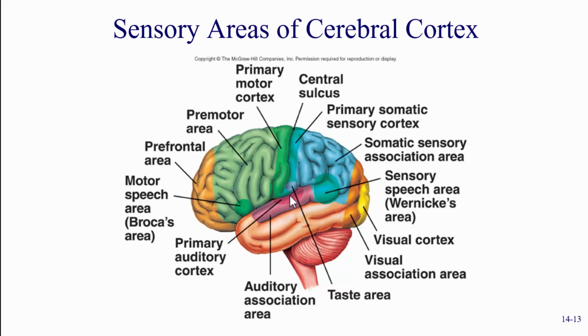And so also in this area, the temporal lobe, we have the primary auditory cortex and the auditory association area. So that's where your sense of hearing is. I didn't mention the prefrontal area. This is basically your personality.